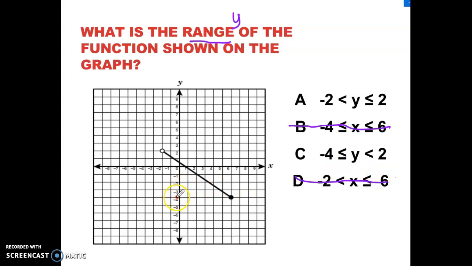All right, our lowest y value looks to be here at -4. Our highest y value looks to be here at 2, but notice that's an open circle there, so we do not want to include the 2. We'll take the -4, and that's why we'll take answer C here. It includes the -4, does not include the 2, and takes everybody in between.